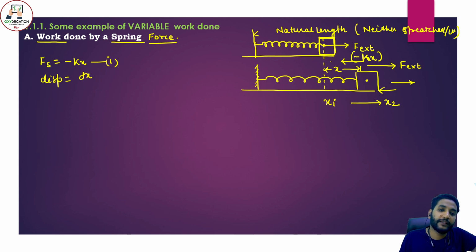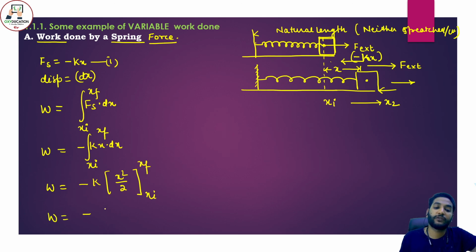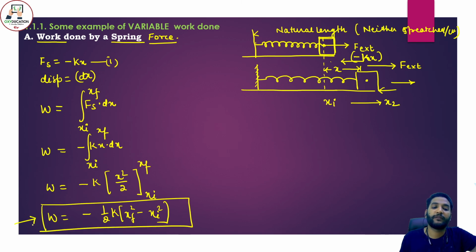Okay, or we can say for a small displacement dx, the work done is equal to Fs into dx, from x initial to x final. You can put the value here, that is integral of minus kx dx from x initial to x final. The k comes out, x square by 2 from x initial to x final, so work done is equal to minus of half k into x final square minus x initial square. This is the work done by the spring force.